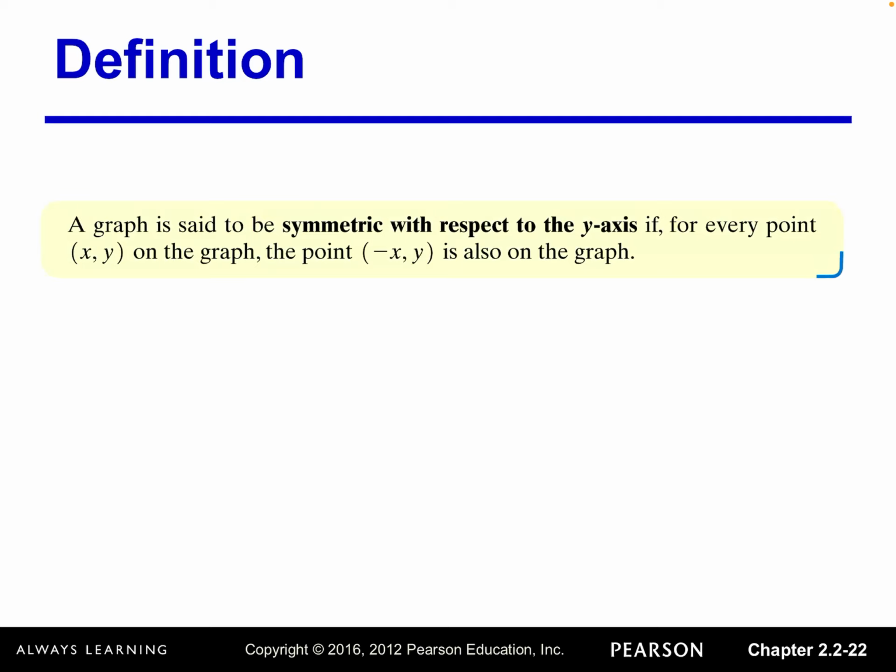Now let's look at the definition of symmetric with respect to the y-axis. A graph is said to be symmetric with respect to the y-axis if for every point (x, y) on the graph, the point (negative x, y) is also on the graph. So this time the y coordinates are the same, while the x coordinates, one positive, one negative.